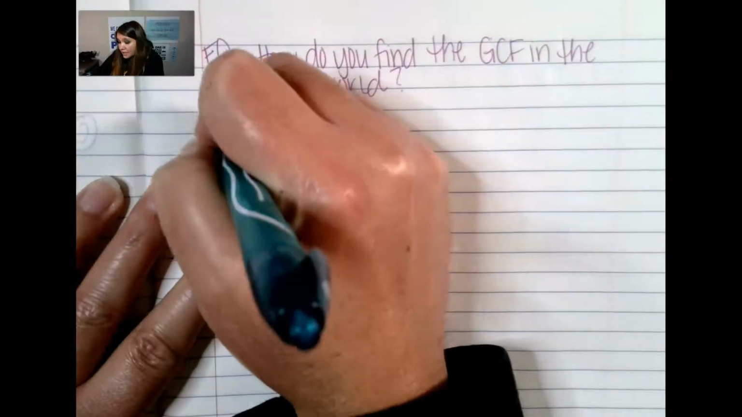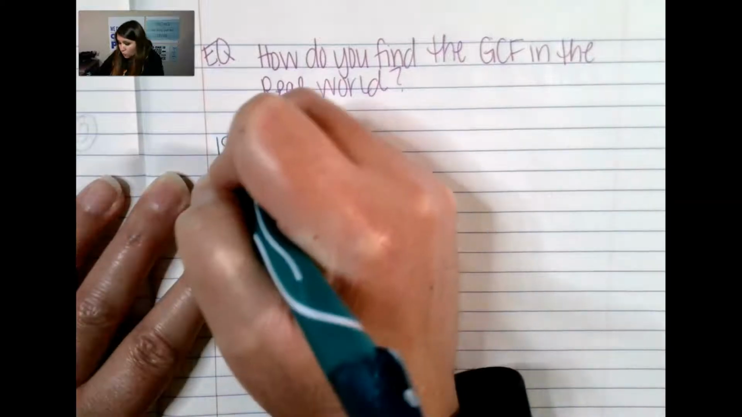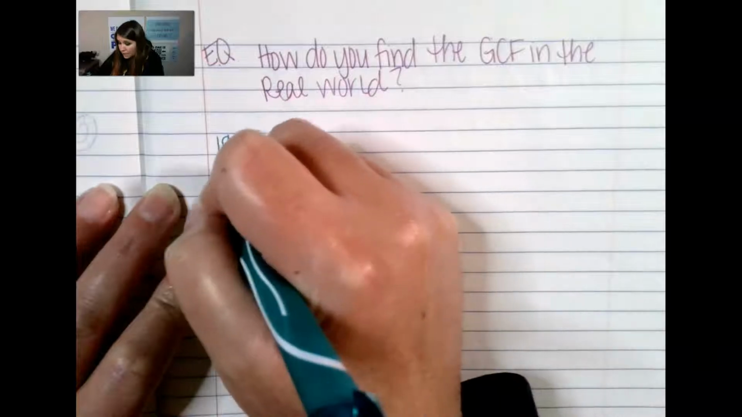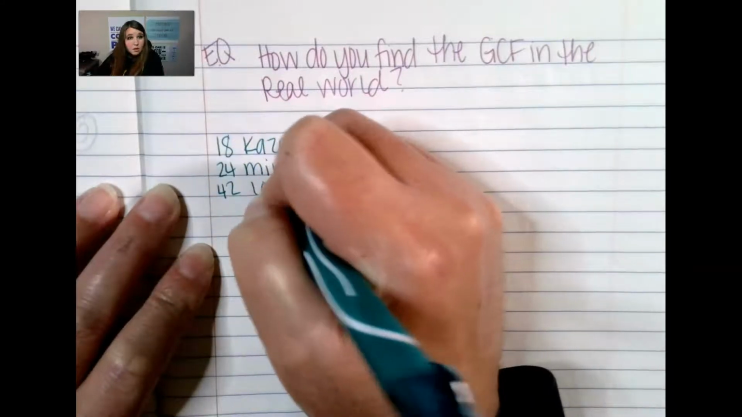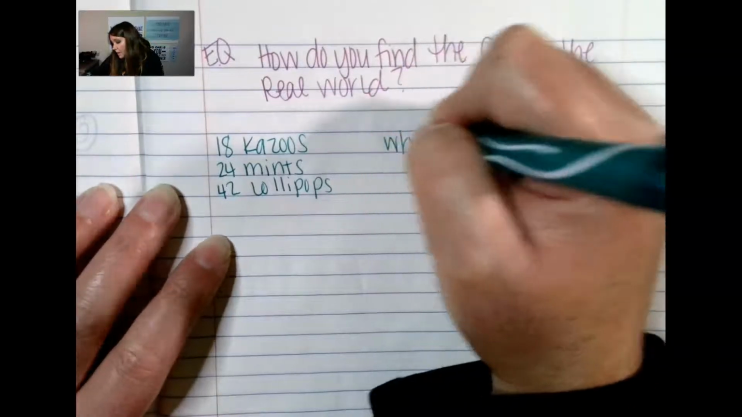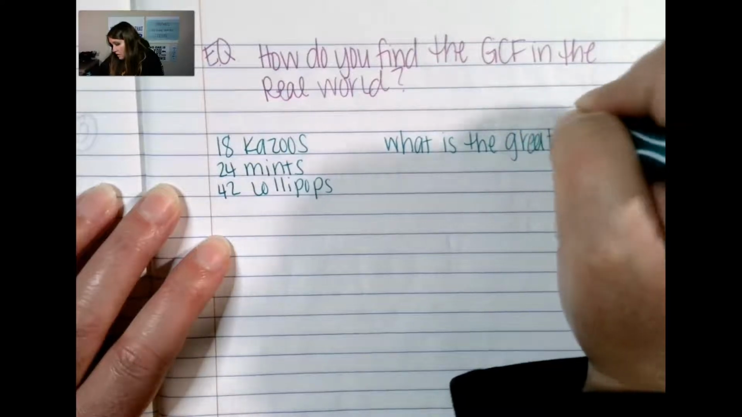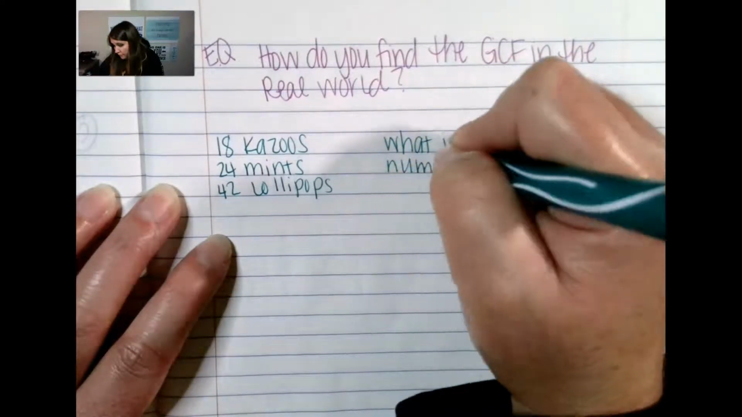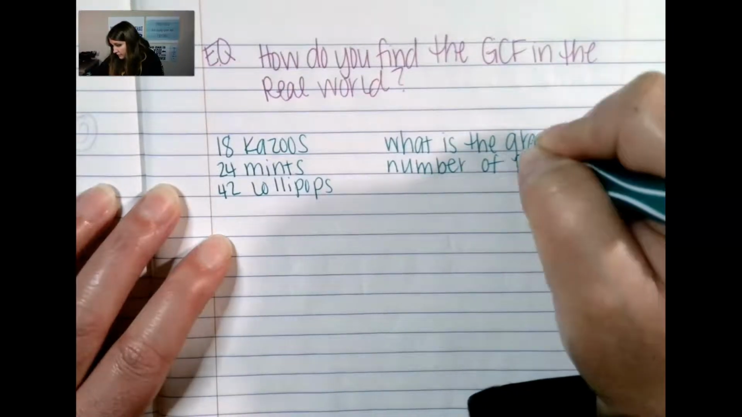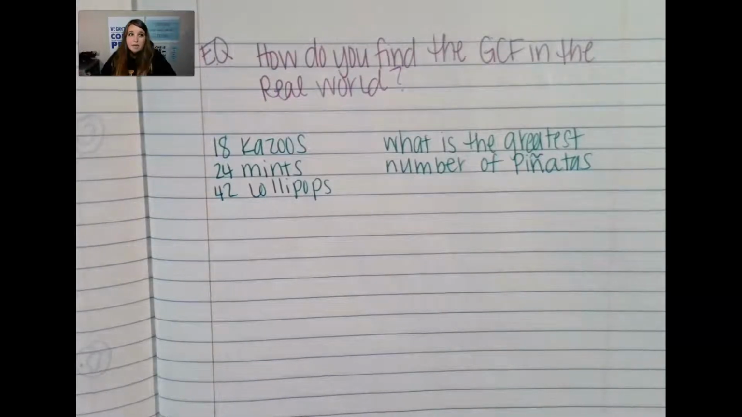So we have 18 kazoos, and there are 24 mints, and 42 lollipops. Okay, and the question is, what is the greatest number of pinatas? What is the greatest number of pinatas that we can create?